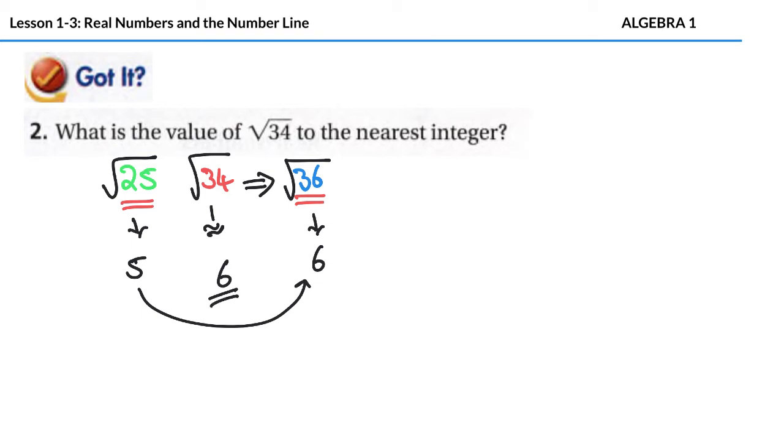And if you use your calculator, the square root of 34 is approximately 5.8, which matches our mental approximation. Great going, excellent. Let's move on to understanding the other part of the concept of the lesson.